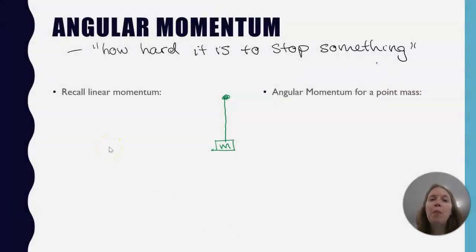So linear momentum we defined as how hard it is to stop something, and really this is still true for angular momentum, but we have the context of something that's rolling, so how hard it is to stop the rotation, or how hard it is to stop something when it's moving along a circle. So let's just start with recalling linear momentum and what we remember about linear momentum.